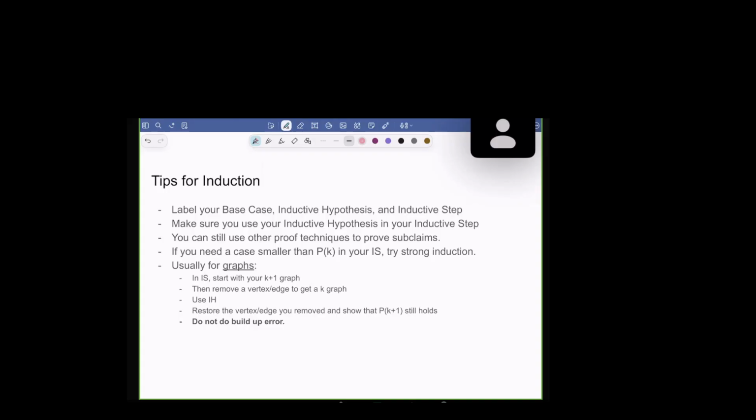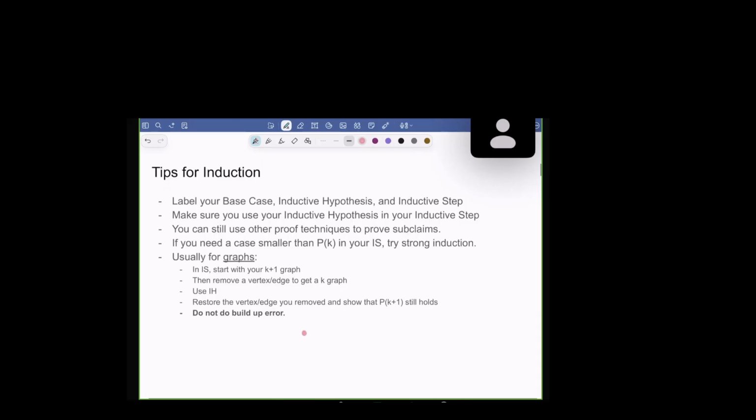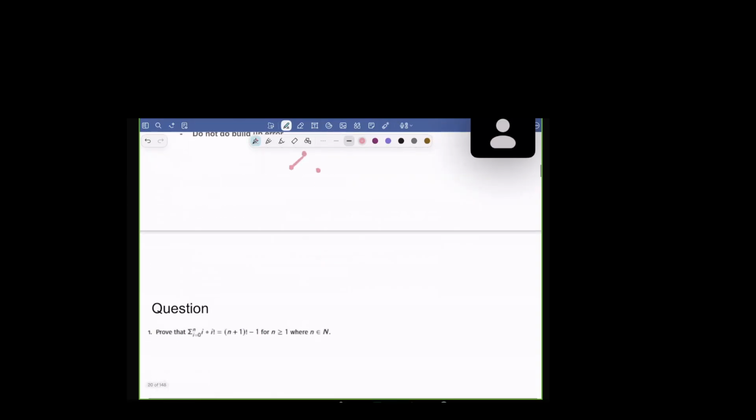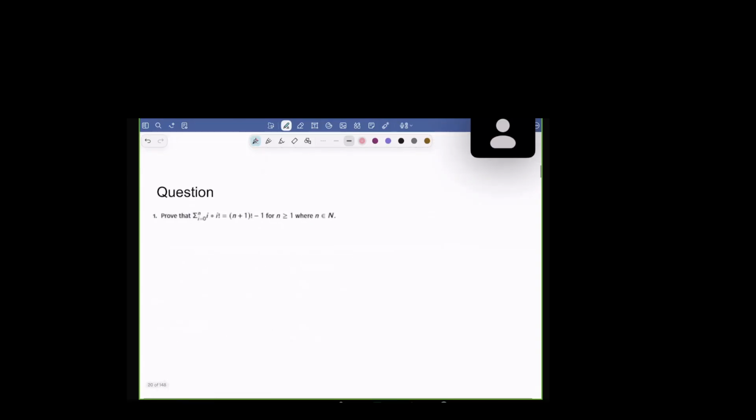That property can be violated if you add a vertex. All right, let's say this is your graph, you add a vertex, it doesn't necessarily need to be connected to your original graph. Just a small example of build-up error. All right, on to our first question.